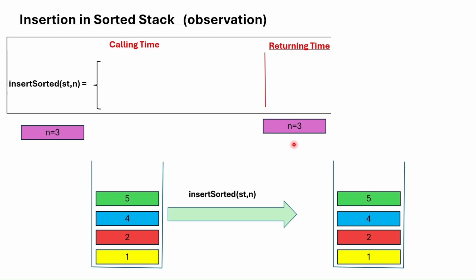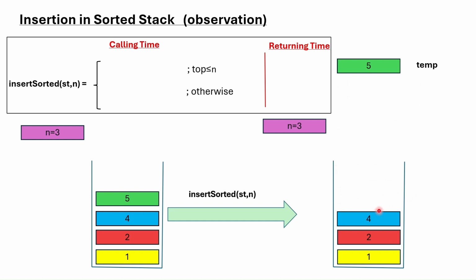So let us now again look at this, but this time we will observe what we were checking. We are checking, is the top less than n, or otherwise? Now look, is the top less than n? No. So we store the top in a temporary variable and we pop. Is the top less than n? No. So we store the top in a temporary variable and we pop. So if the top is not less than n, we store the top in a temporary variable and we pop.